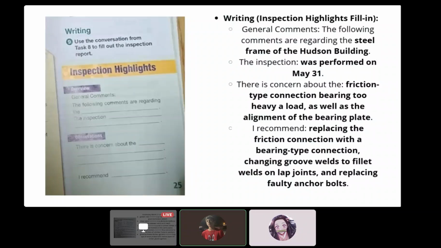And I recommend replacing the friction connection with a bearing type connection, replacing rough welds with pilot welds on lap joints, and replacing the anchor bolts.